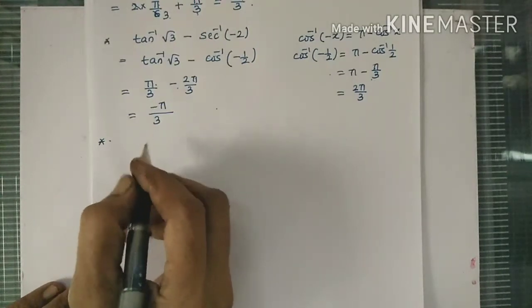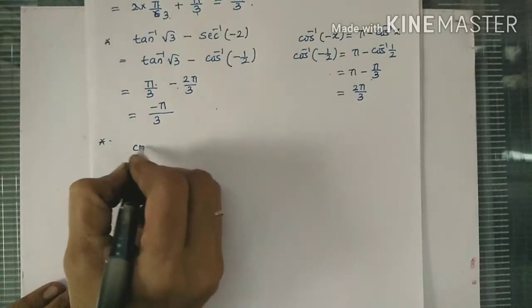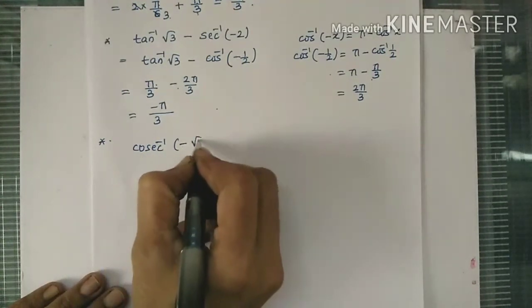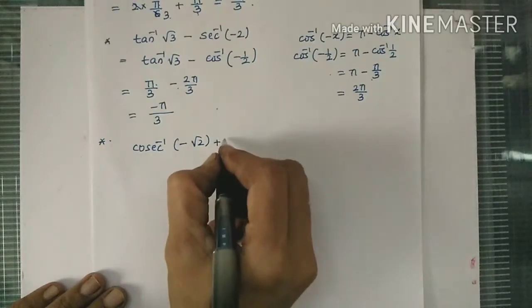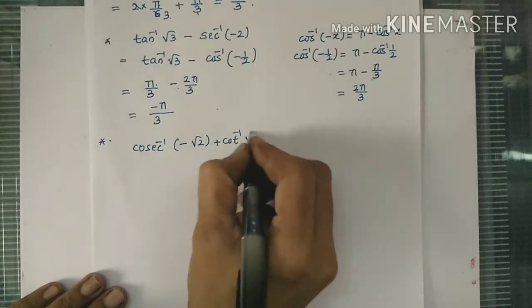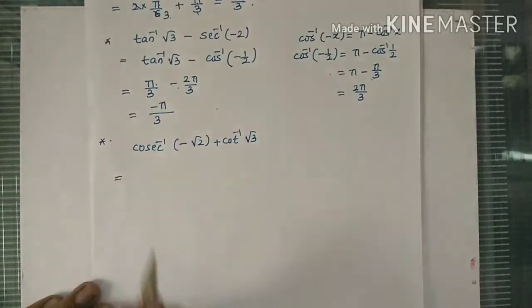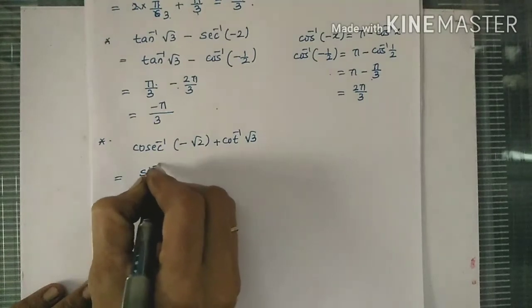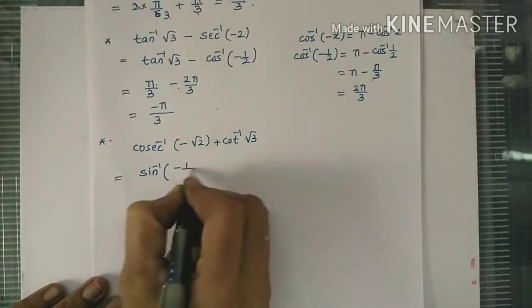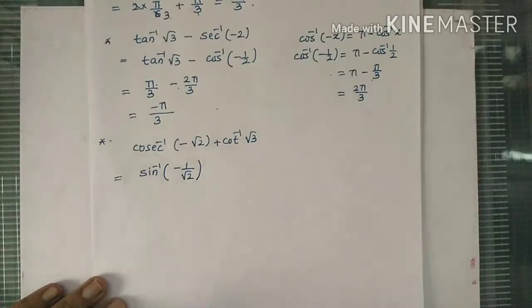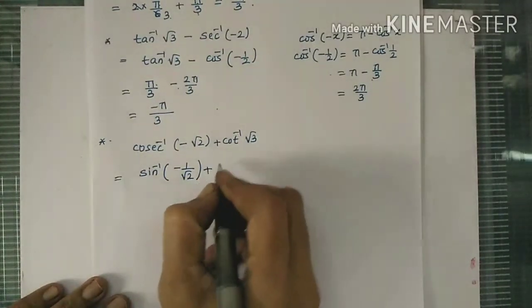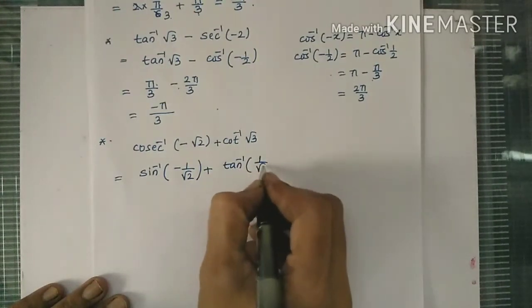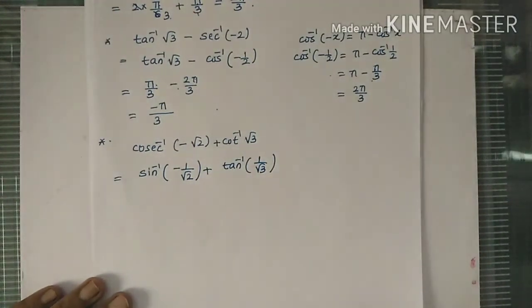Find the value of cosec inverse of say minus root 2 plus cot inverse of root 3. Okay. Convert cosec inverse in terms of sine inverse. So sine inverse of, we have to write the reciprocal of the term. So it becomes sine inverse of minus 1 by root 2. You can convert this into tan inverse. So converting into tan inverse, this becomes tan inverse of 1 by root 3.